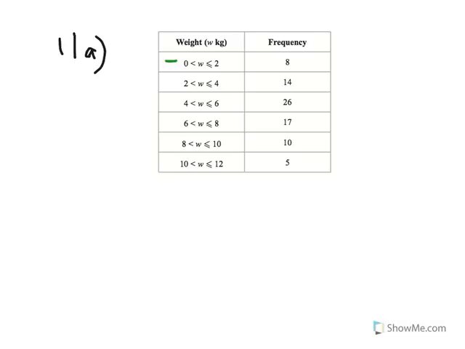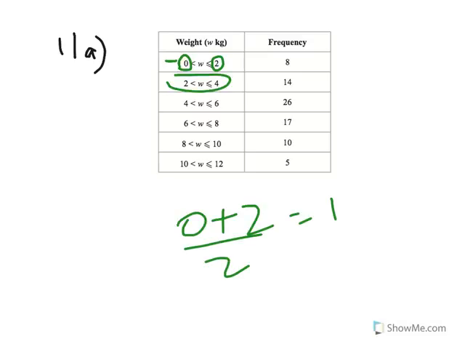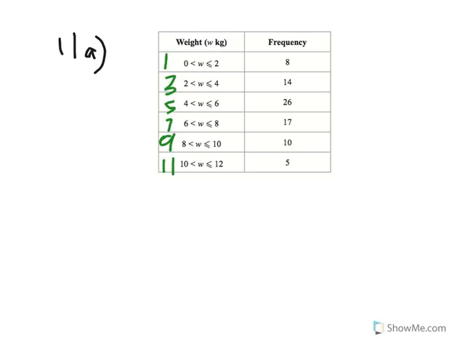Now, how do we find the midpoint? All you got to do is take the smaller number, add it to the bigger number, and divide it by 2. So it's like 0 plus 2 over 2, which will give you 1. And for this one, it would be 2 plus 4 divided by 2, which would give you 3. So just do it for the rest. I'll just quickly fill that in. Okay, so I've quickly filled it in. So we have the midpoint weights.